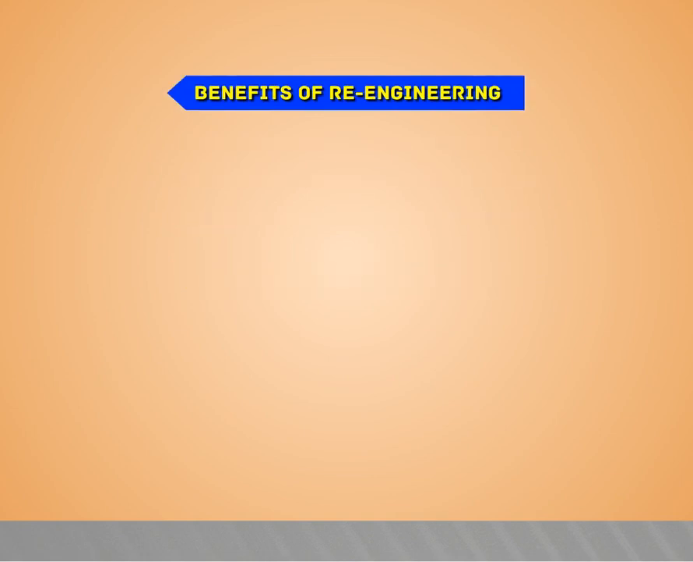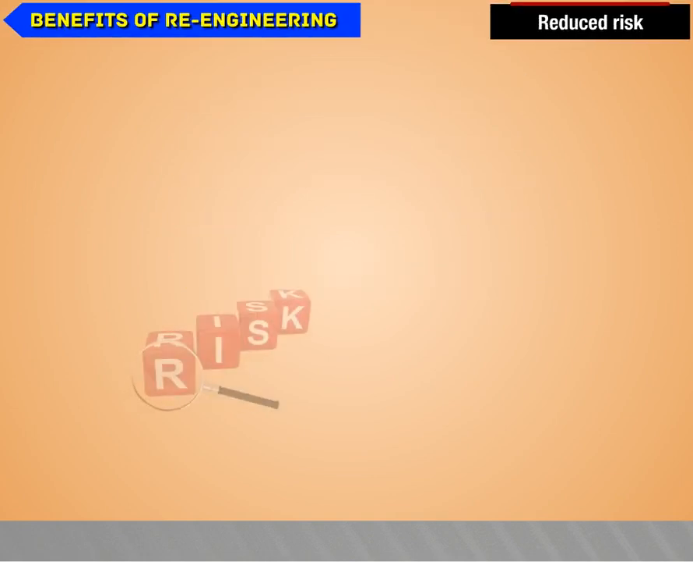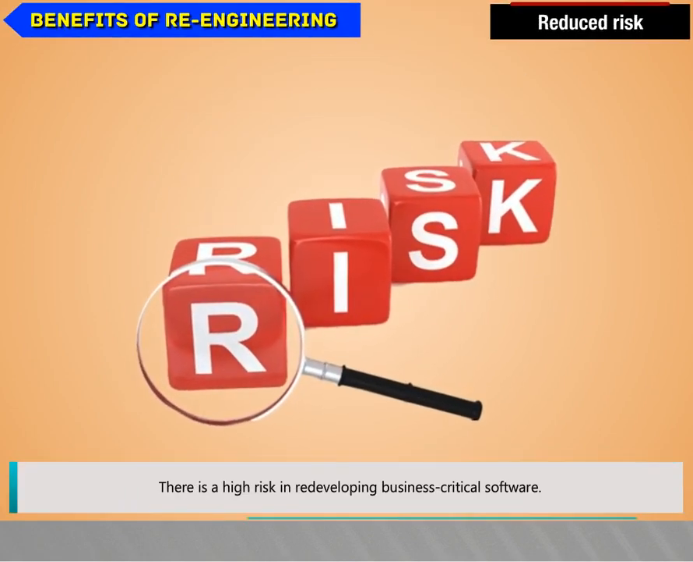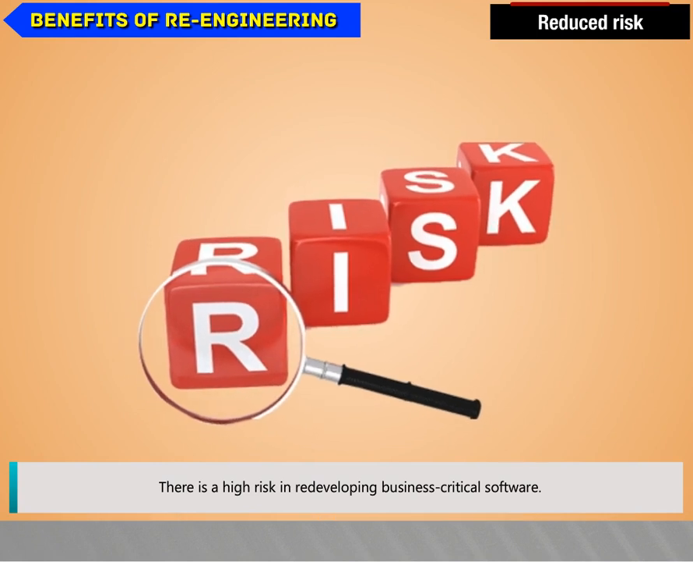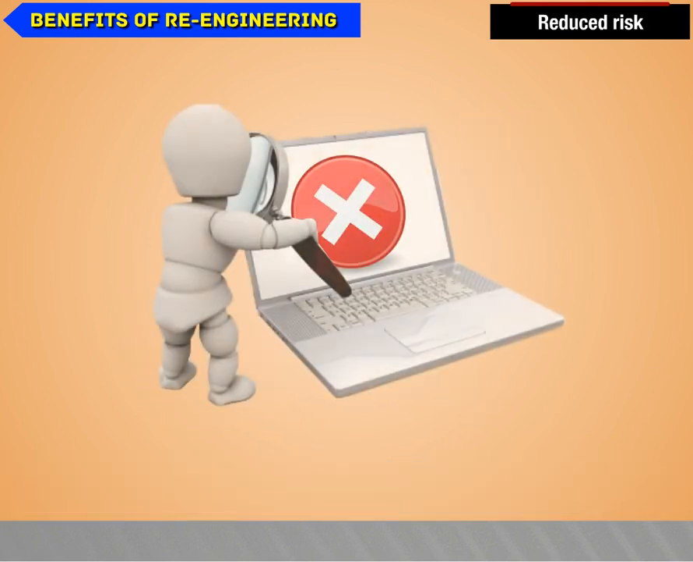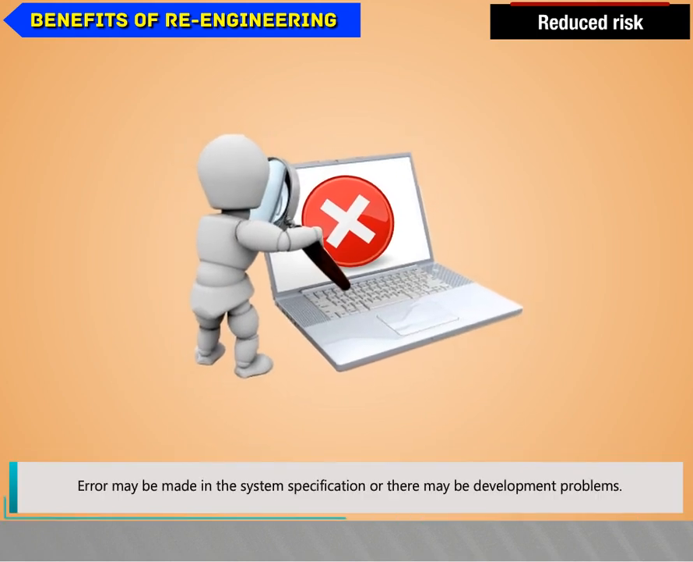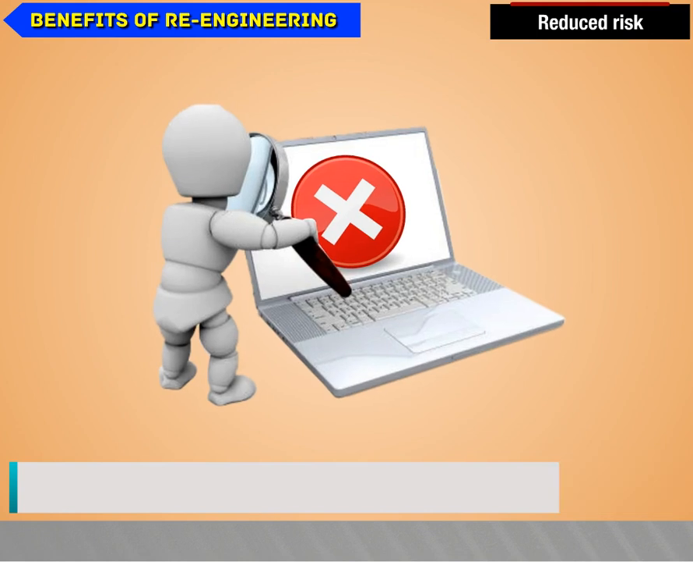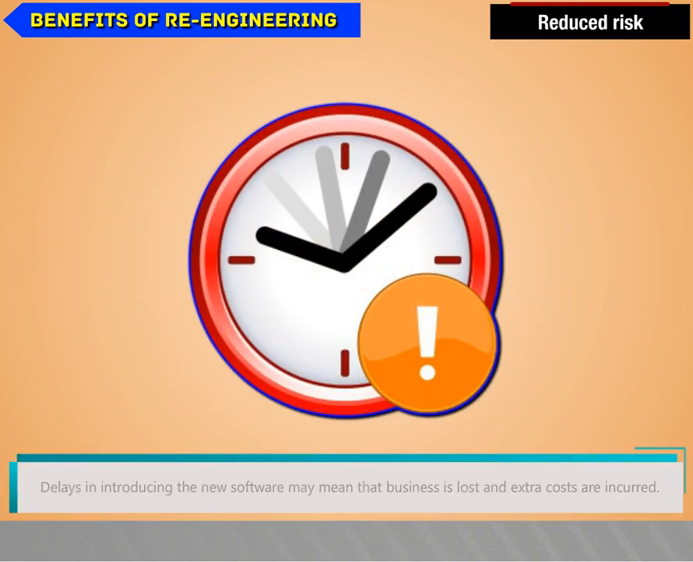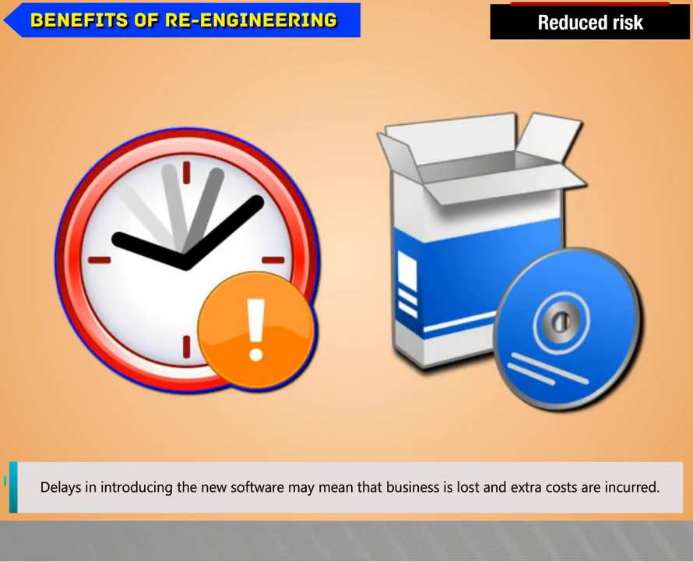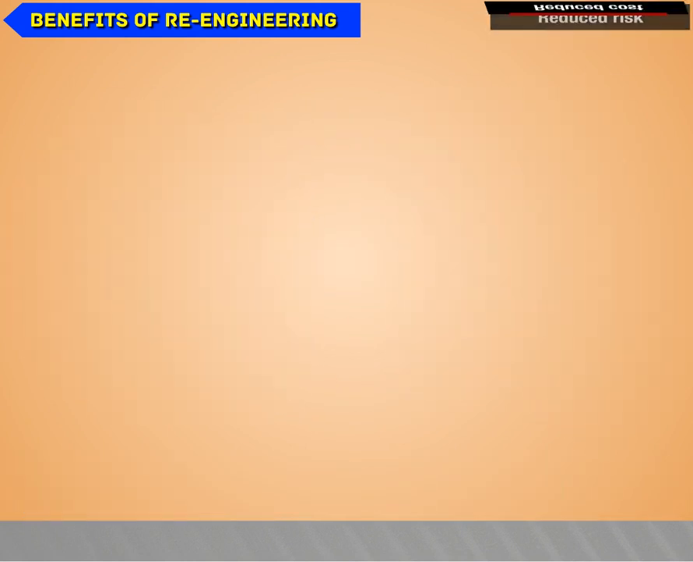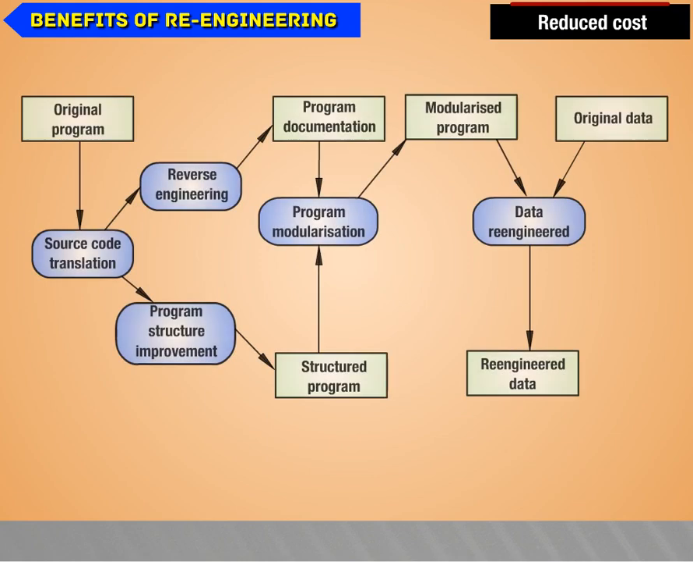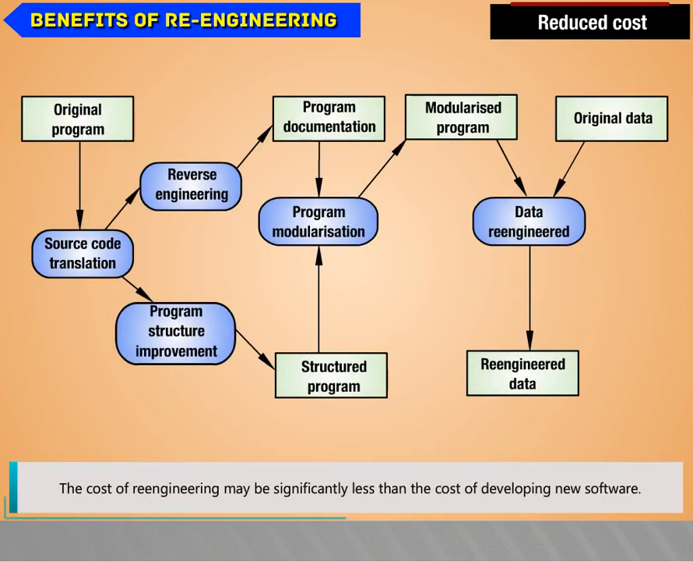Benefits of re-engineering: reduced risk. There is a high risk in redeveloping business-critical software. Errors may be made in the system specification, or there may be development problems. Delays in introducing the new software may mean that business is lost and extra costs are incurred. Reduced cost. The cost of re-engineering may be significantly less than the cost of developing new software.